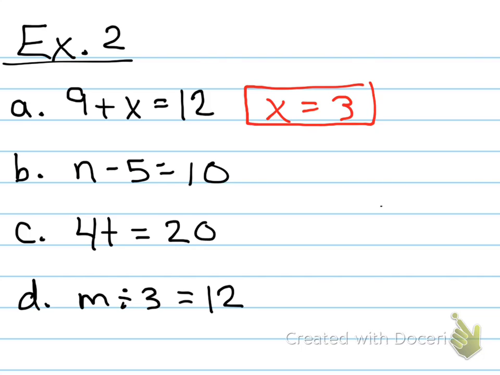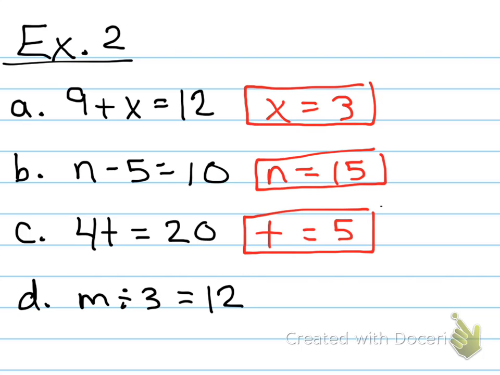Now, on letter B, for n minus 5 equals 10, does anybody know what n would have to equal to make that equation true? Gage? 15. It has to be 15, so I would write n equals 15 for my solution. What about C? 4t equals 20. First of all, what operation is represented by 4t? What operation is that? It's multiplication. A variable and a number together tell me multiplication. What does t have to equal to make this true, Ty? It has to be 5. T would have to be 5.